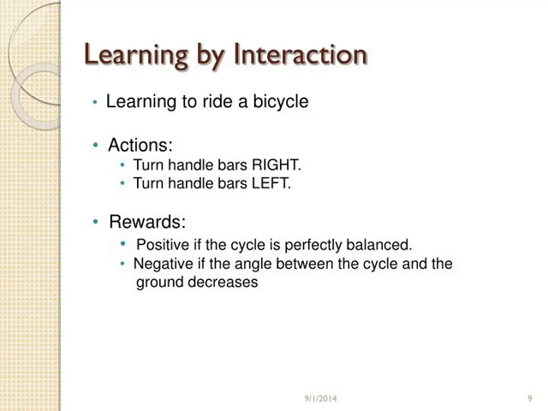The agent receives rewards based on the outcomes of these actions. Positive reward: the bicycle is perfectly balanced. Negative reward: the angle between the bicycle and the ground decreases, indicating a loss of balance. The agent's goal is to maximize positive rewards by learning the best policy, or strategy, for balancing the bicycle. Through trial and error, the agent refines its actions to achieve the optimal balance, just like a human learns to ride a bike over time.